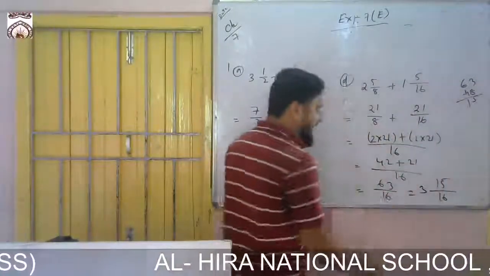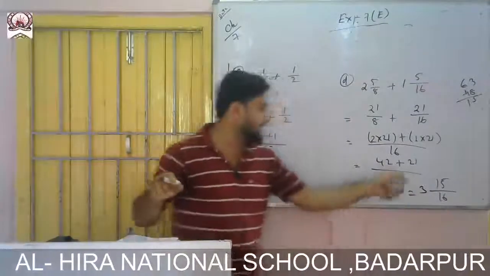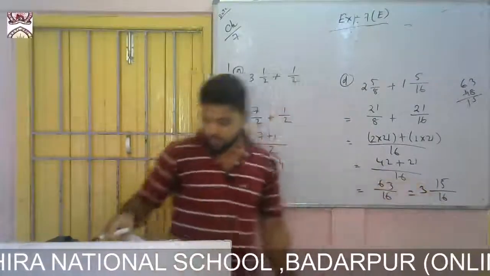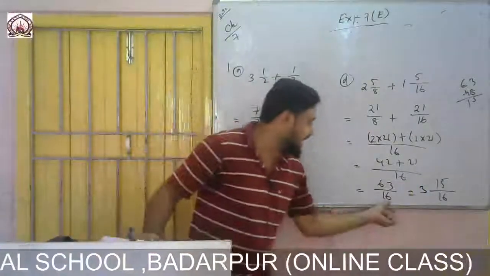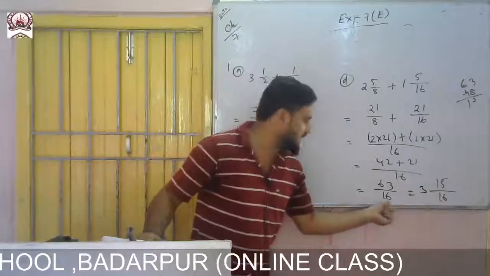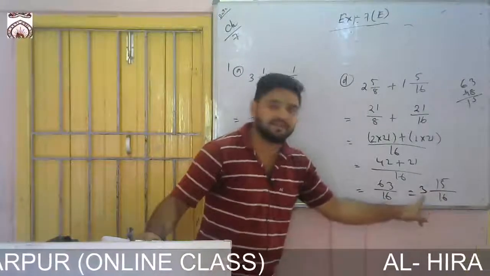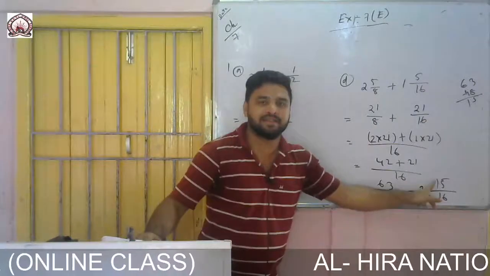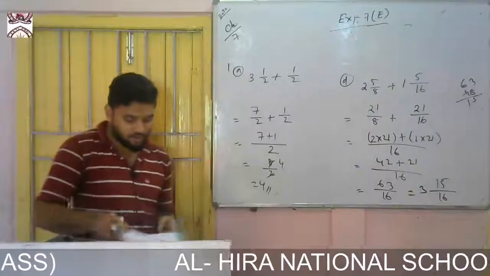So this one, I have already shown how to take into a mixed fraction by dividing. So you divide and get the answer. After dividing, the denominator will remain the same, the quotient will be written as the whole number, and the remainder will be written as the numerator. Okay, now come to question number 2.